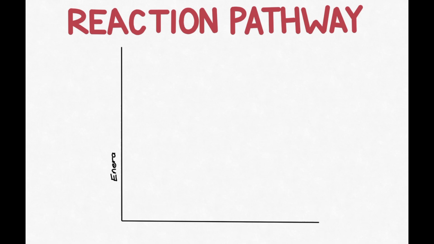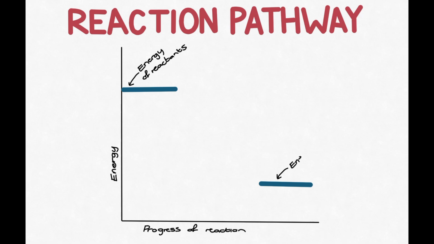Now, we can visualize an exothermic reaction by using a reaction pathway diagram. So in this diagram, it would be a graph that's energy plotted over the progress of the reaction. So the first part of the graph will show us the energy of our reactants. And we can see that here the reactants have quite a lot of energy. Then we also have the energy of our products. Now we can see here that the energy of our product is much lower than the energy of our reactants, showing us that our reaction would need to lose energy to be an exothermic reaction.